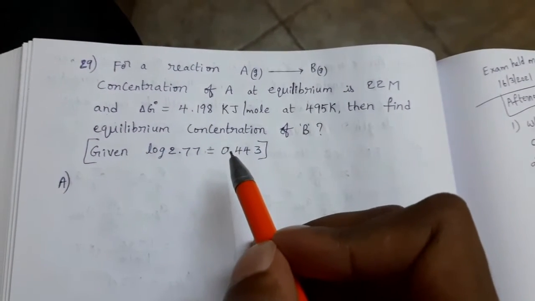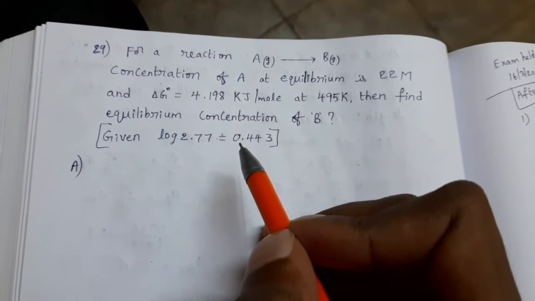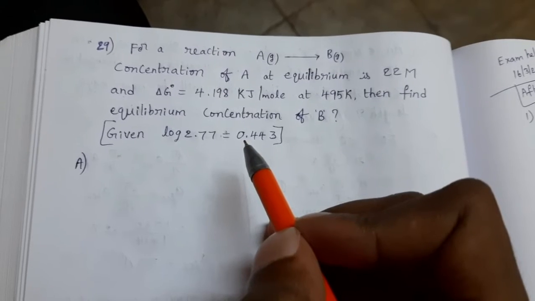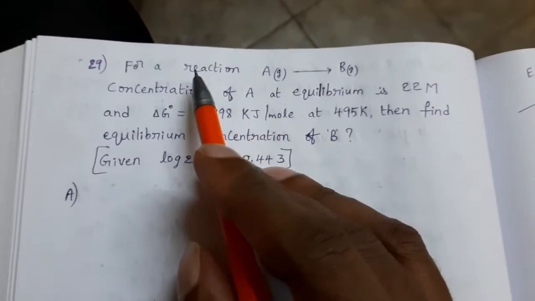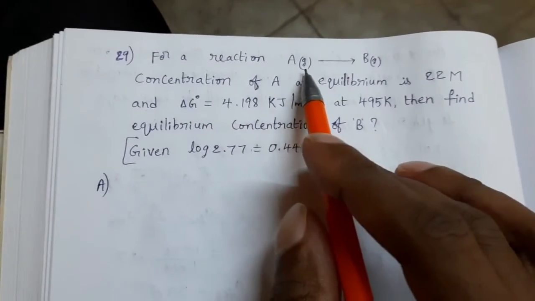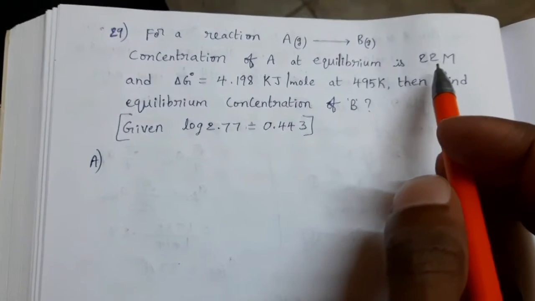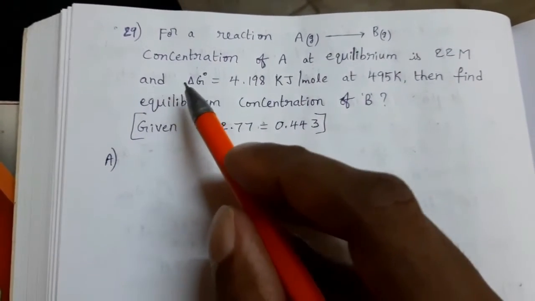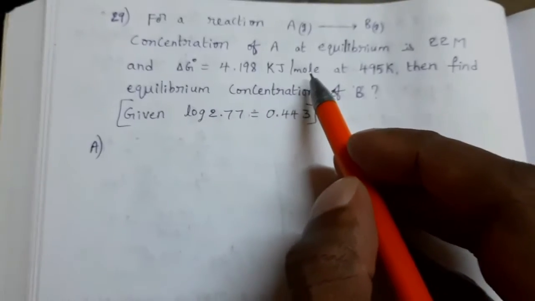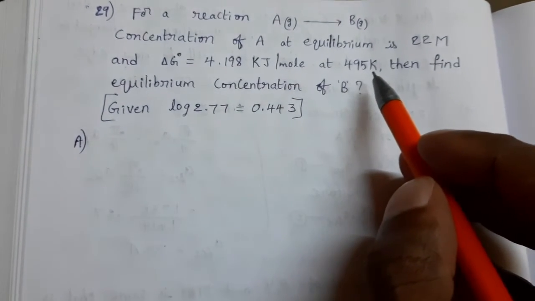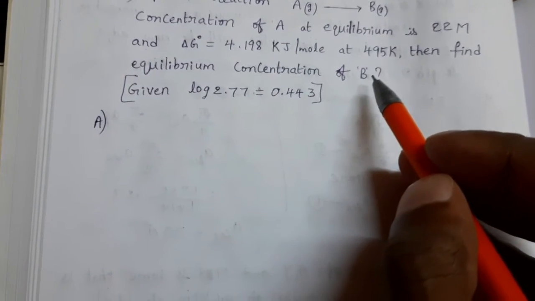In previous class, we have completed 28 questions regarding the IIT Mains exam, March 16th morning session. Now see the remaining two questions. For a reaction, A gives rise to B. Concentration of A at equilibrium is 22 molar and delta G naught equal to 4.198 kilojoule per mole at 495 Kelvin. Then find equilibrium concentration of B.